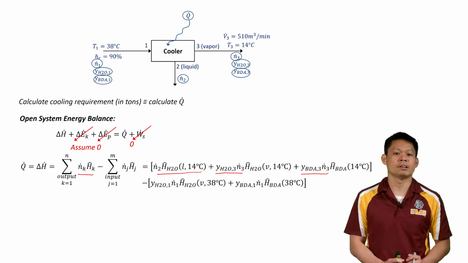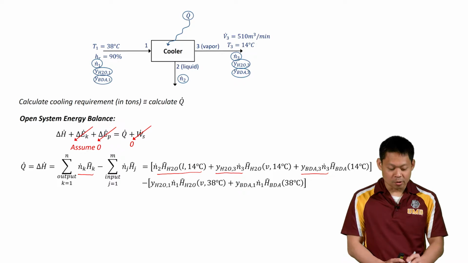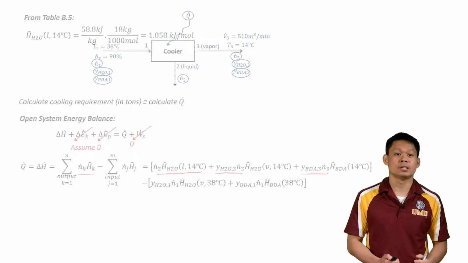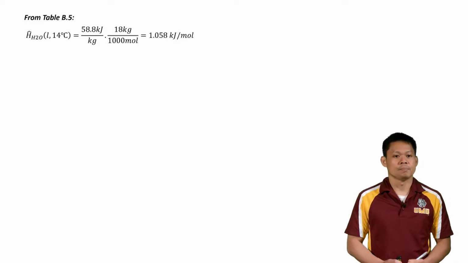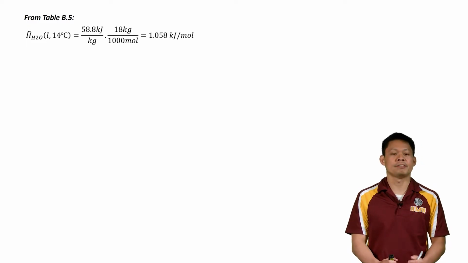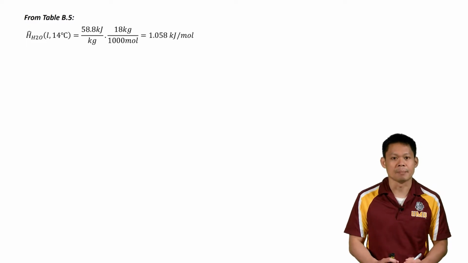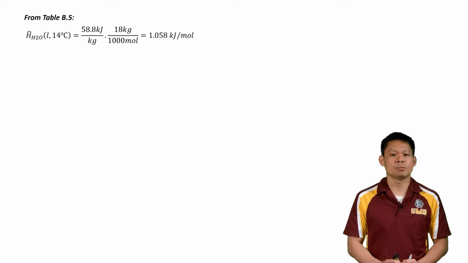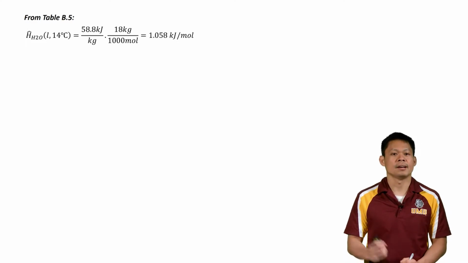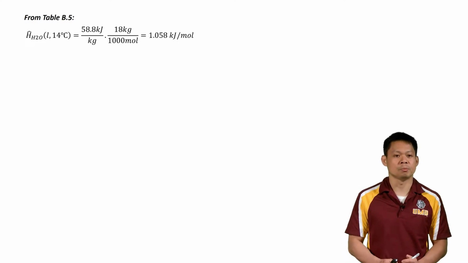So now what we need to figure out is the 5 different enthalpies at the different temperatures. For the outlet streams of stream 2 and 3 for water, we know that they are in vapor-liquid equilibrium, so we're going to use table B5 for that. So for the liquid stream at 14 degrees C, looked at in table B5, we have 58.8 kilojoules per kilogram. In this question, we are doing everything in terms of moles, so I'm going to convert it to kilojoules per mole using the molecular weight of water, and I have 1.058 kilojoules per mole.